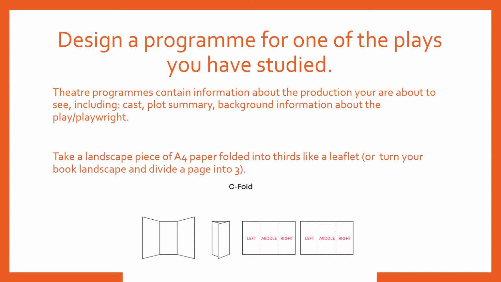So what we'd like you to do is take a landscape piece of A4 paper and fold it into thirds like a leaflet. If you're unsure about how to do this, there is an image at the bottom of this slide that shows you exactly how you can do that. Alternatively, you can just use your book, turn your book landscape and divide the page into 3. So ideally what we're after is you having 3 clear sections that you can fill in.